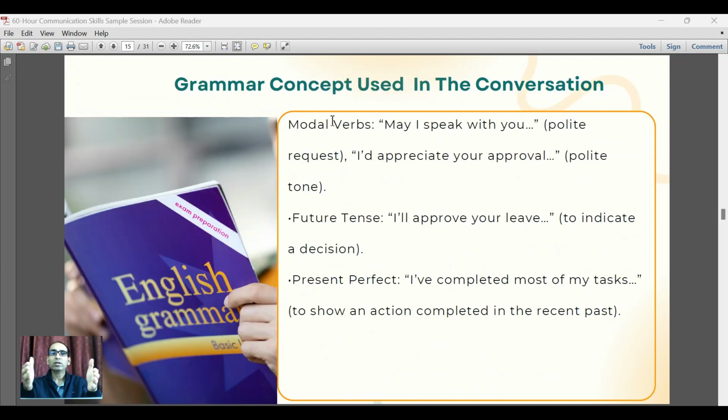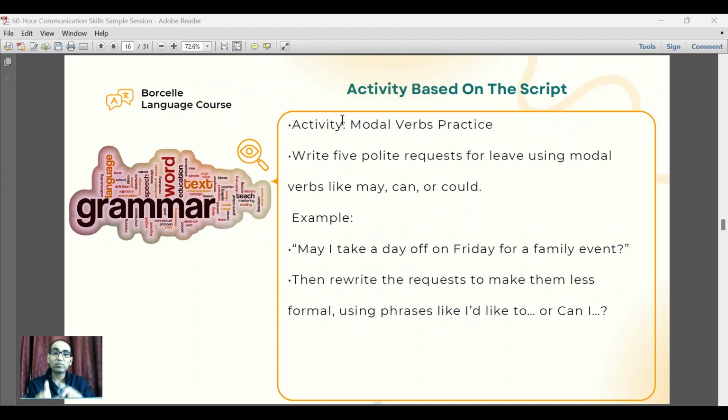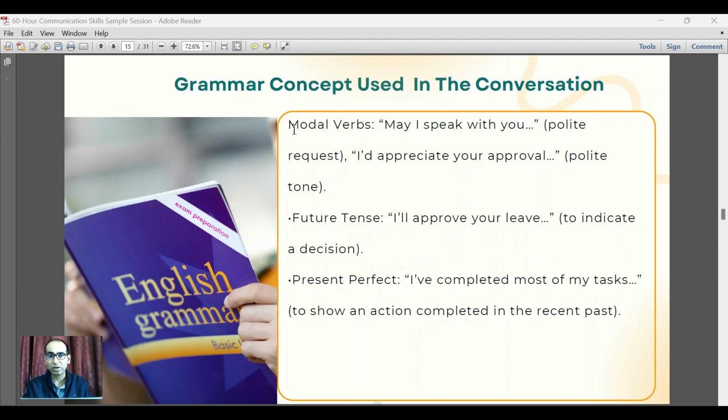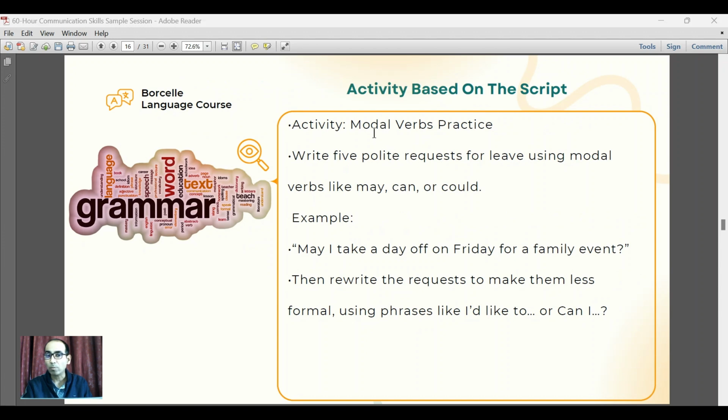Again, I have given the concept of grammar used in the script. And one more thing which I missed in the previous session was activity. So there will always be an activity based on the script. So here the activity I have given is, in this grammar concept we have used modal verbs. So the activity is based on modal verbs. So write five polite requests for leave using modal verbs like may, can, or could.